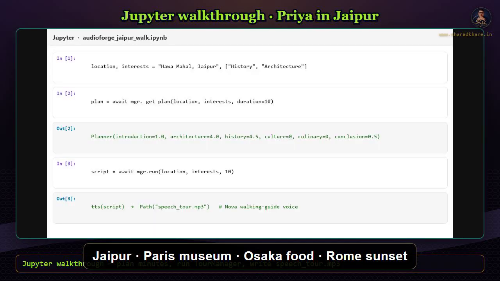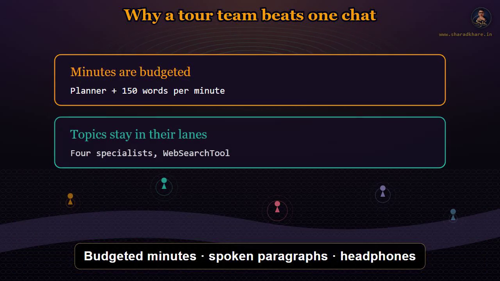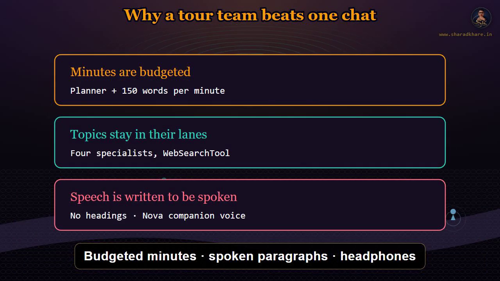Fourth example, a sunset walk around the Colosseum in Rome, all 4 interests, 30 minutes. That is when you really hear the planner work, because 4 specialists must share the remaining minutes after intro and outro. Why this pattern beats one lonely chat is simple. Time is budgeted, topics stay in their lanes, and speech is written to be spoken. Web search keeps landmarks current, word limits keep the MP3 walkable.